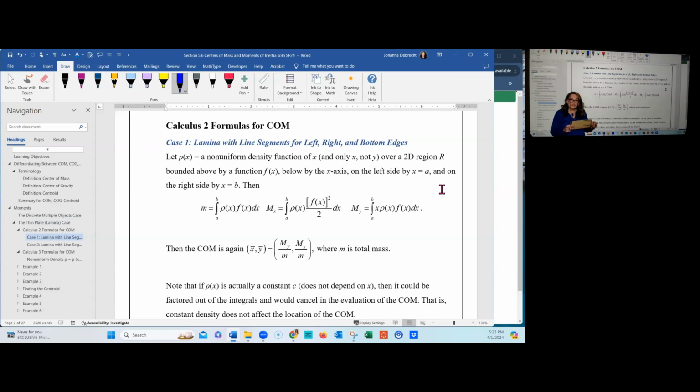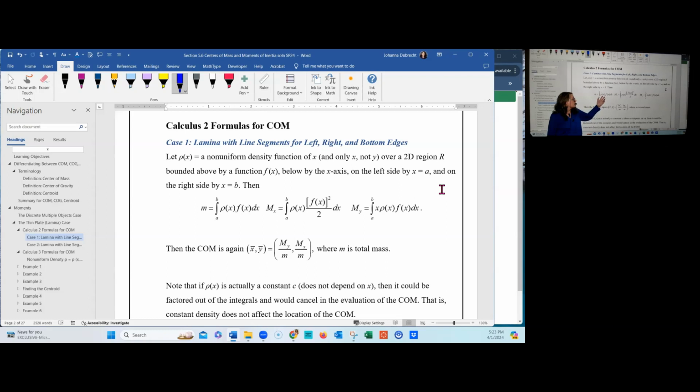But in Calculus 2, we didn't have double integrals. So we forced the density function to be a function of one variable only, either x or y. And here I've written with respect to x, over some two-dimensional region, some lamina, some flat region, bounded above by a function f of x, below by the x-axis, on the left side by the vertical line x equals a, and on the right side by the vertical line x equals b. Then these formulas right here gave us the total mass, right?